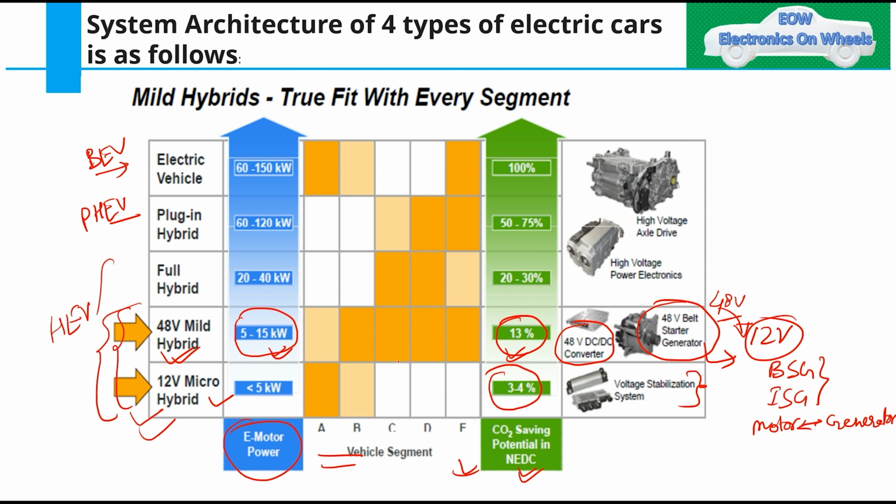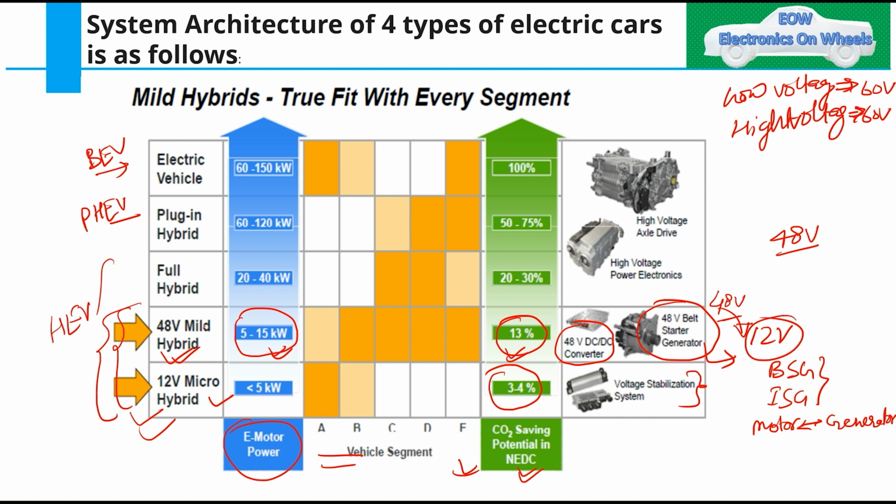Then when you go above 48 volt, if you see the low voltage circuit and high voltage system, our system is defined like this. Low voltage system comes up to 60 volt. High voltage system is above 60 volt.